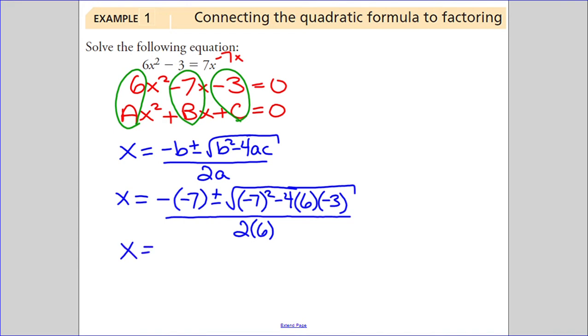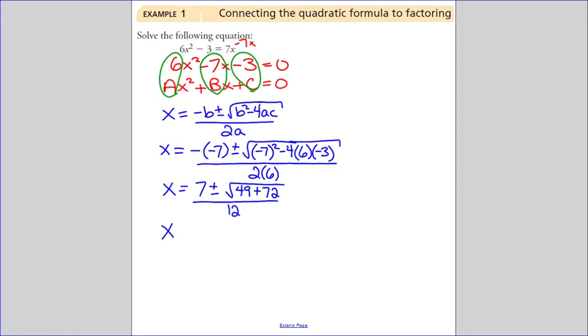So x is equal to, now we start to simplify this. A negative times a negative is a positive, so there's 7 plus or minus the square root. Negative 7 squared is 49. And then 4 times 6 times negative 3. 4 times 6 is 24, and 24 times 3 gives me 72. So I have a negative times a negative in there, so this is going to be plus 72. The whole thing again, all over 12.